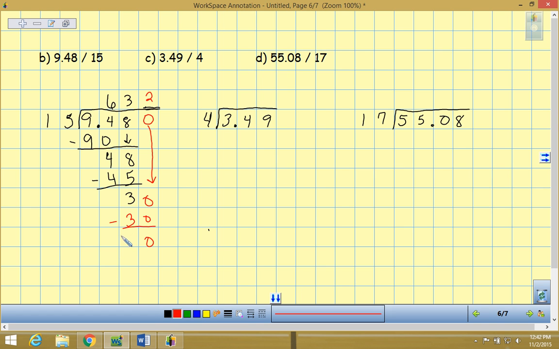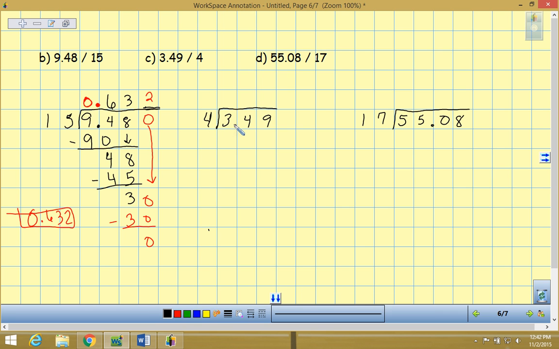What's my final thing that I need to remember to do? Bring up the decimal. Going to bring up the decimal, and put that 0 here. So here, my answer is 632 thousandths. Okay, let's look at the second one.